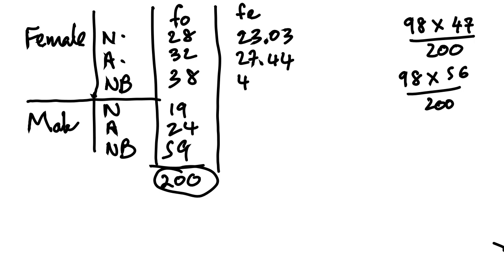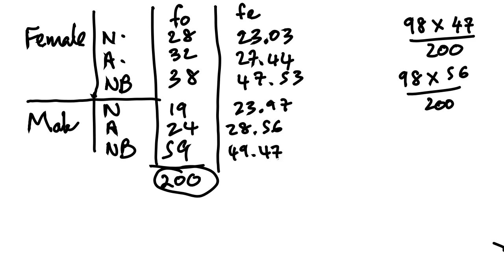So it's 47.53. Next one is 23.97. And then the next two are 28.56, and then the last one is 49.47. All right, so that's your FE. Now, this is the column where you'd have to do the calculations, so make sure you understand how to do that.